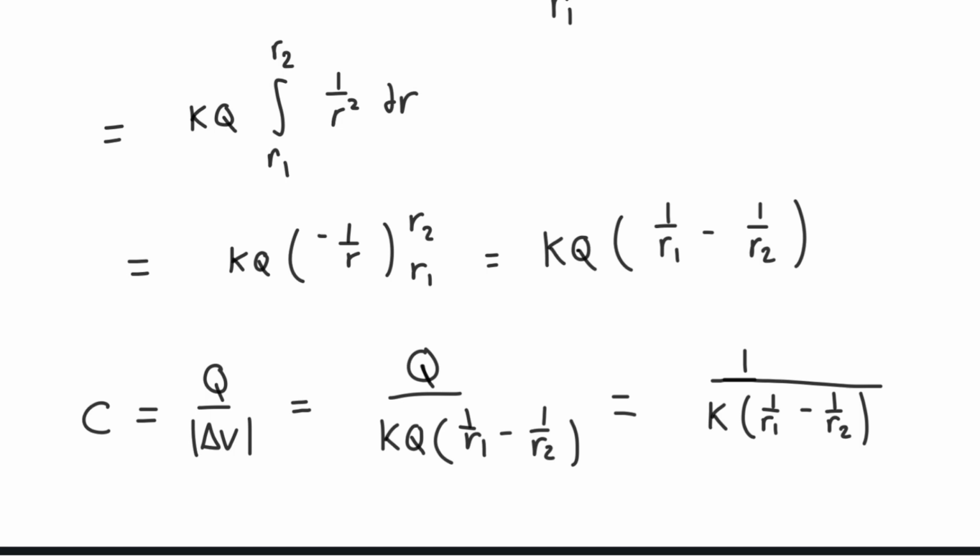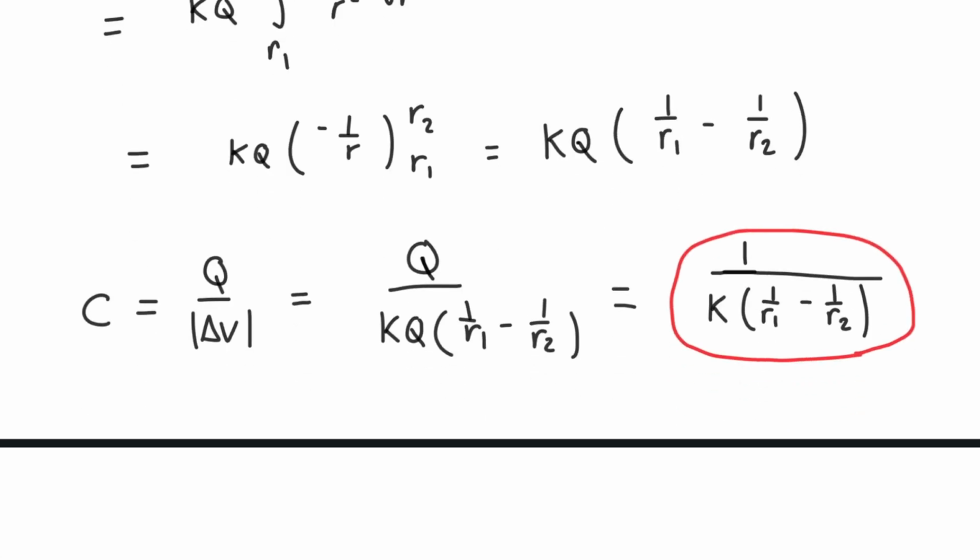You could also have written this in terms of epsilon naught, which is definitely more common for this problem. If you did this in terms of epsilon naught, you would get 4 pi epsilon naught divided by 1 over R1 minus 1 over R2. That's the same thing.